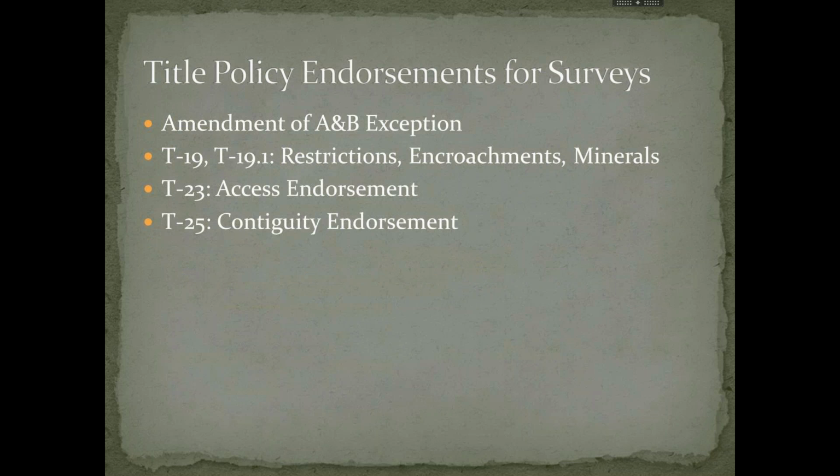Last thing we're going to talk about for today is some common title policy endorsements for surveys themselves. And we're going to talk about the area and boundaries exception, the T19, T19.1, what that means, the T23, which is an access endorsement, and the T25, which is a contiguity endorsement. These are a compromised list of the 4 most common endorsements that you issue when it comes to a survey itself, where these endorsements rely on the survey itself in order to actually be issued.